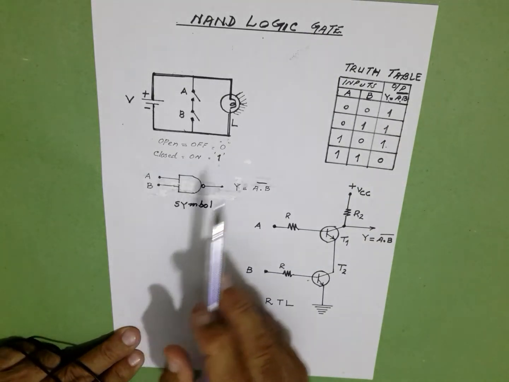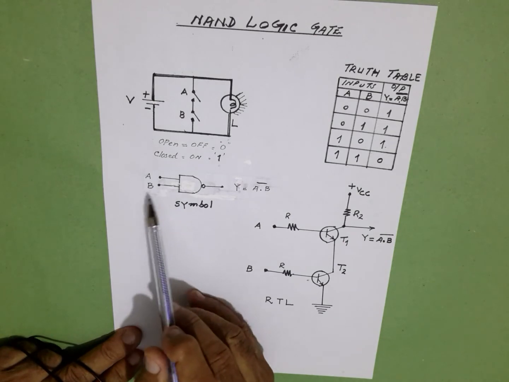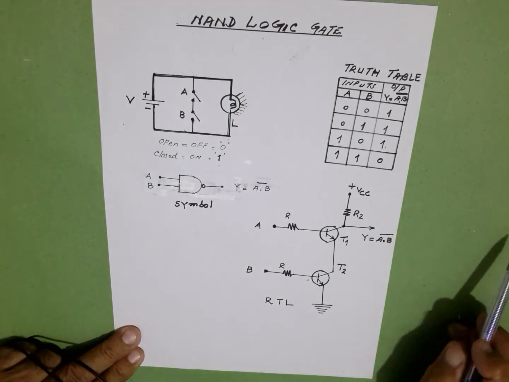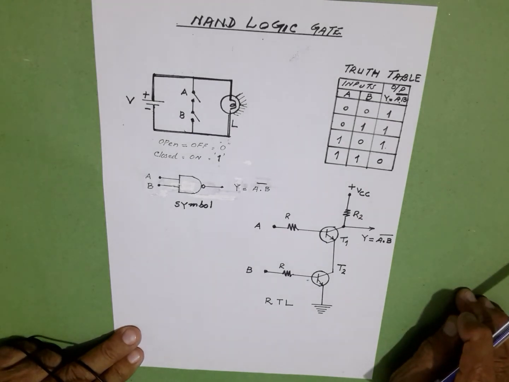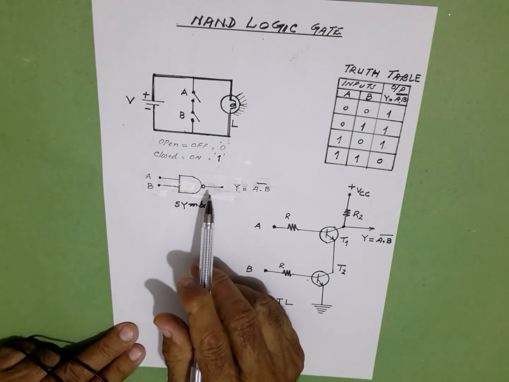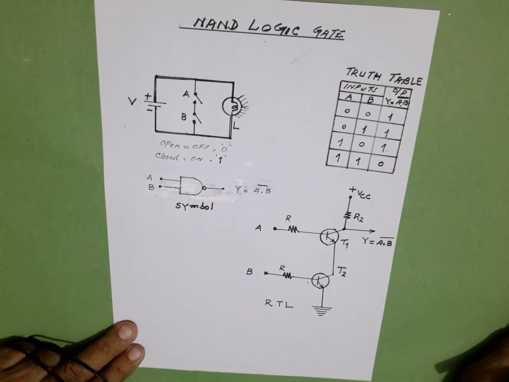This is when two inputs are given. You can give 3 inputs. For 3 inputs, the possible combinations will be 8. For 4 inputs, the output combinations will be 16.